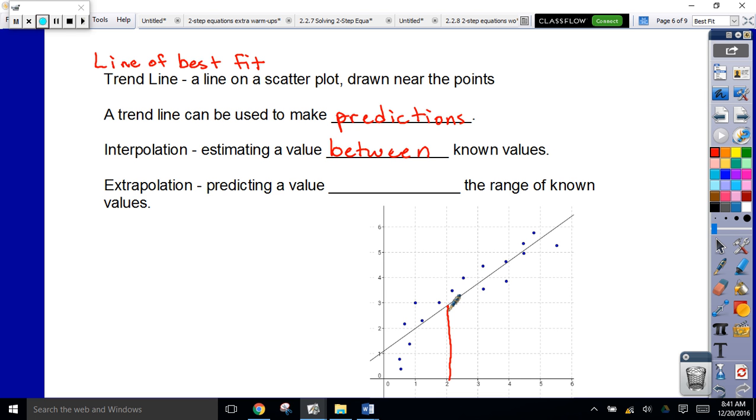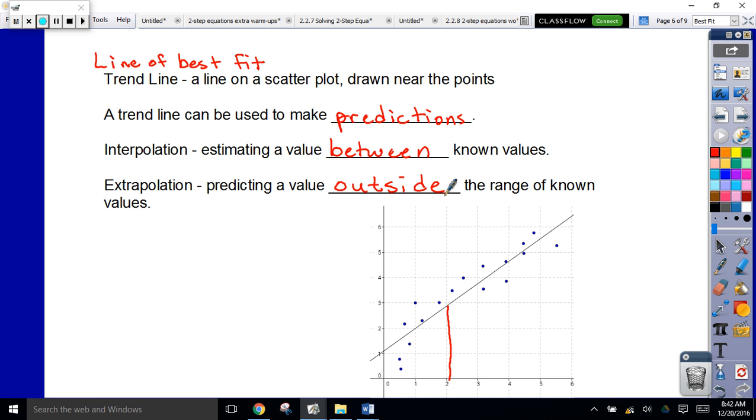Extrapolation is predicting a value outside the range of known values. So extrapolation would be, say, this graph only goes up to 6. Say we want to make a prediction for when x is 8. What would y be? That's going outside of the data that we have.